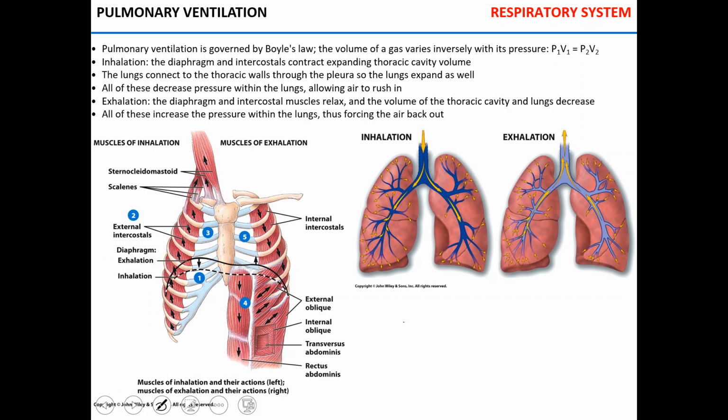lungs expand as well. When volume of the lungs goes up, the pressure in the lungs goes down and air rushes into your lungs. When you exhale, diaphragm and intercostal muscles relax. The volume of the lungs decreases. Pressure in the lungs, volume decreases, pressure increases, and that pushes the air out.